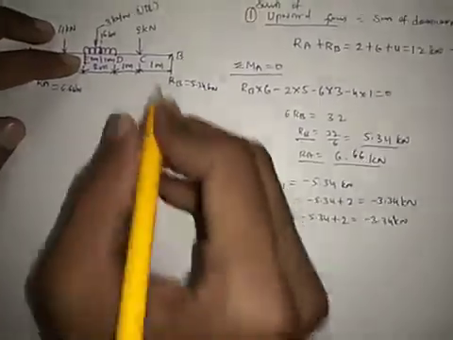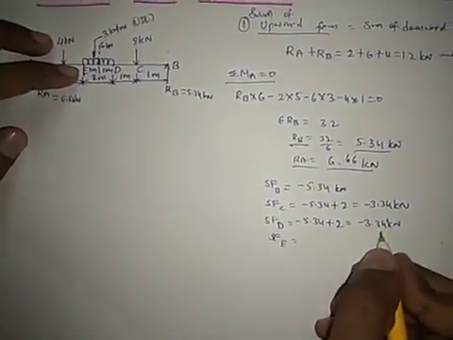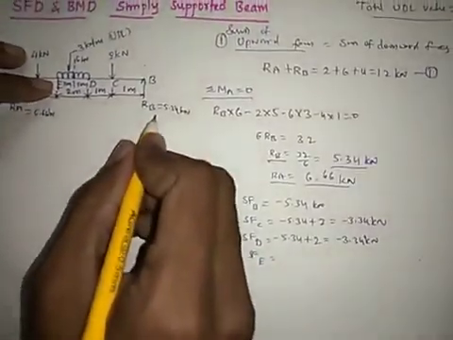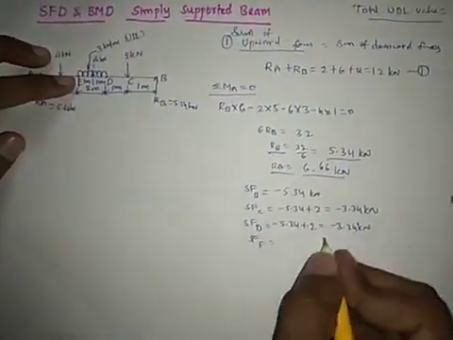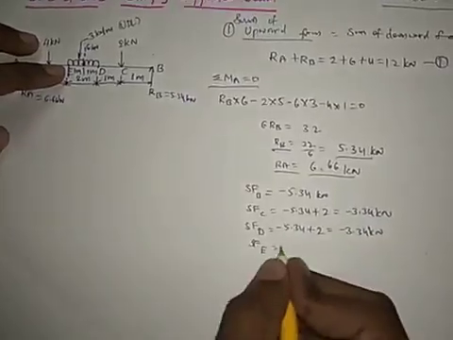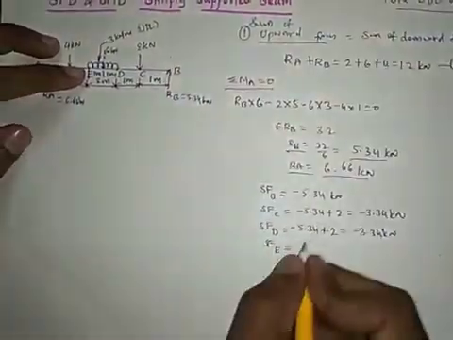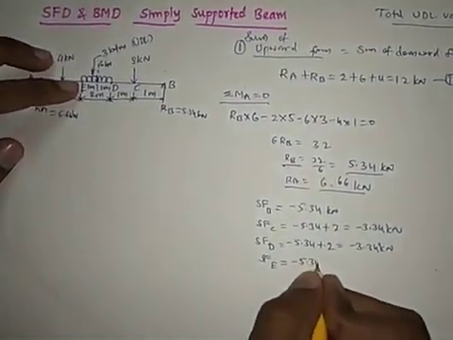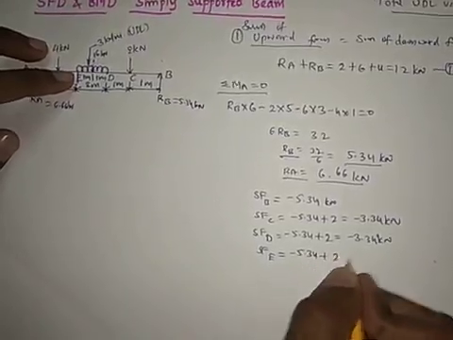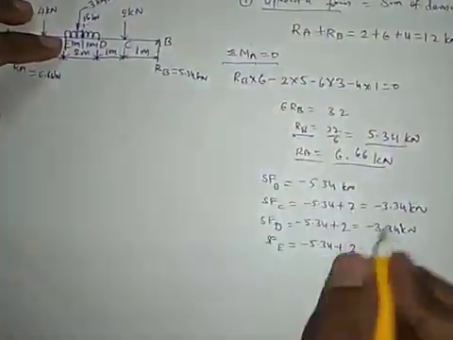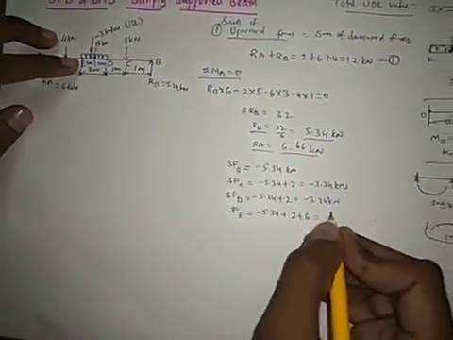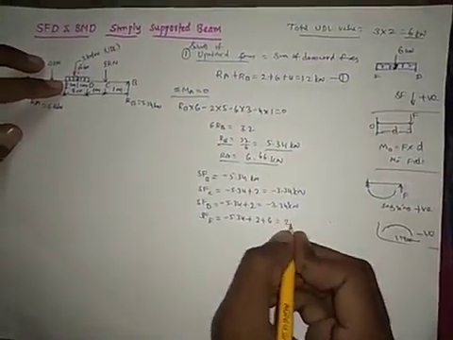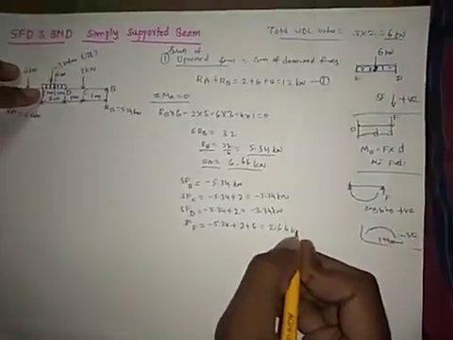Next, shear force at E. That is the sum of all the forces, so we can take the previous value. Once again we get minus 5.34 plus 2, and we have to add this 6. So we can come up with the previous value, or if you want, you can start from the beginning: minus 5.34 plus 2, and this total UDL value is 6 kilonewtons going downwards, so that is plus 6, and you will get the value 2.66 kilonewtons, a positive value.